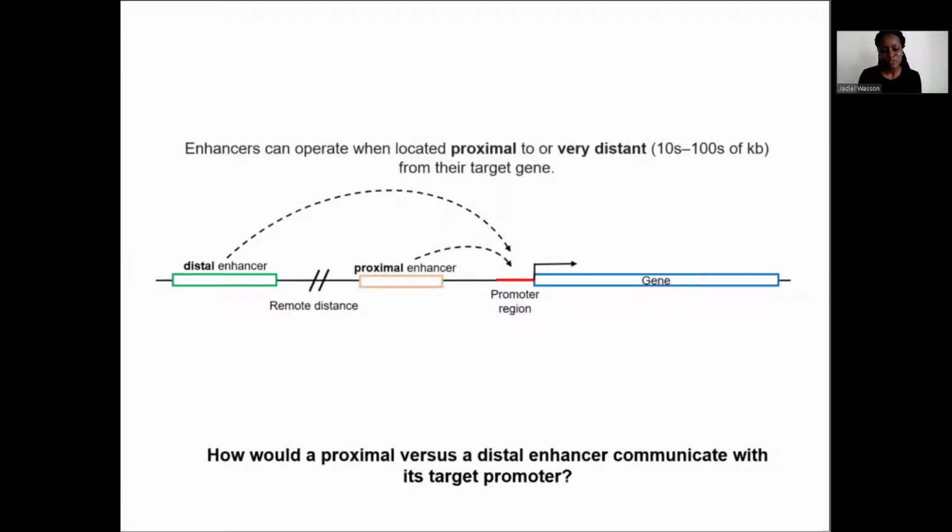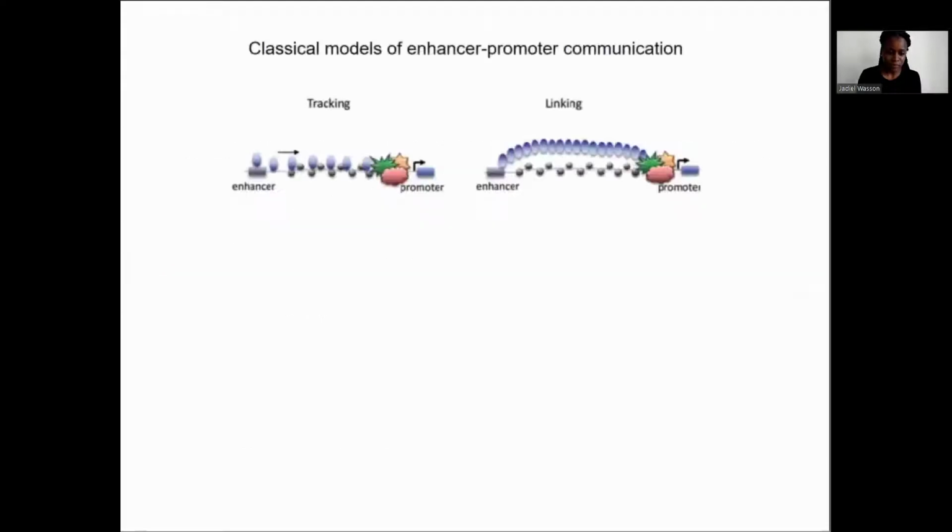So how would a proximal enhancer versus a distal enhancer communicate with its target? Now, there are a couple of classical models of how an enhancer can communicate with its promoter. Two of these models are called tracking and linking.